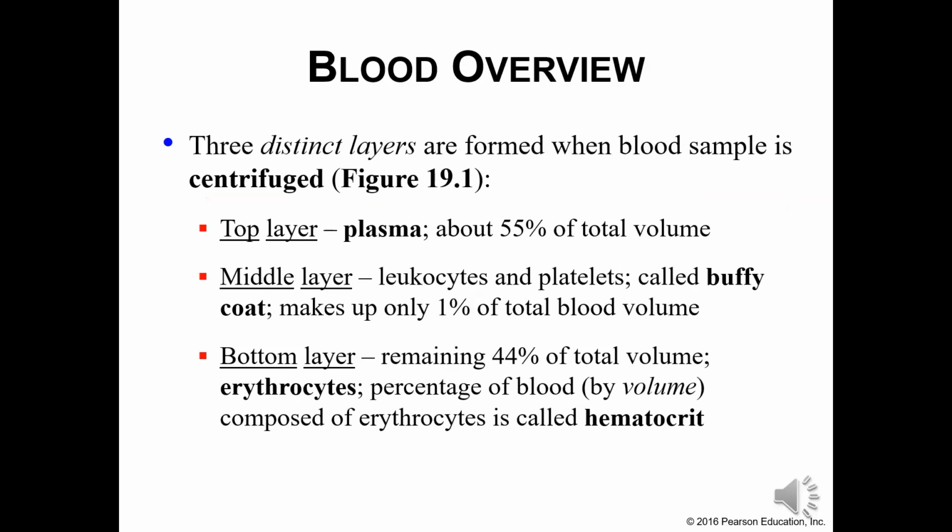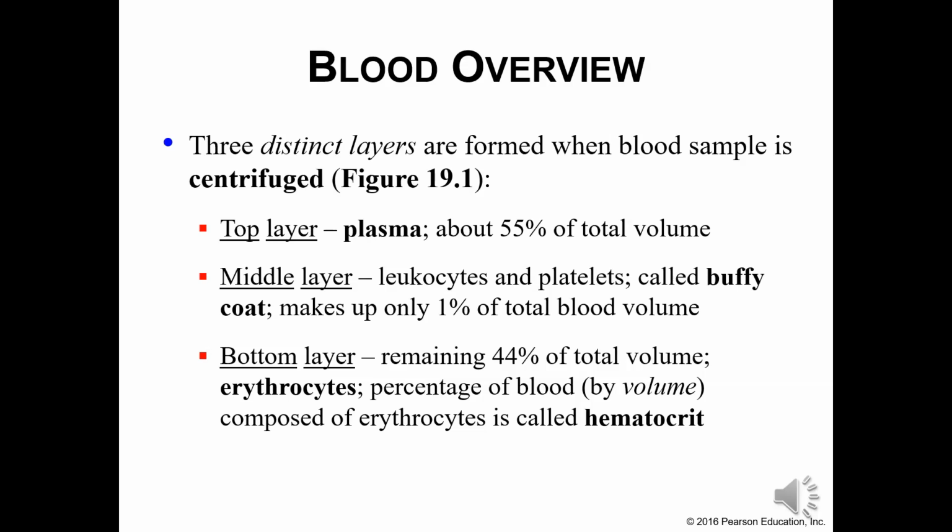So the three distinct layers that form in your blood sample once it's centrifuged are, first, the plasma, which is about 55% of the total volume. It's going to separate as the top layer because it's mostly water and proteins and small solutes. It represents the largest percent of your blood sample.